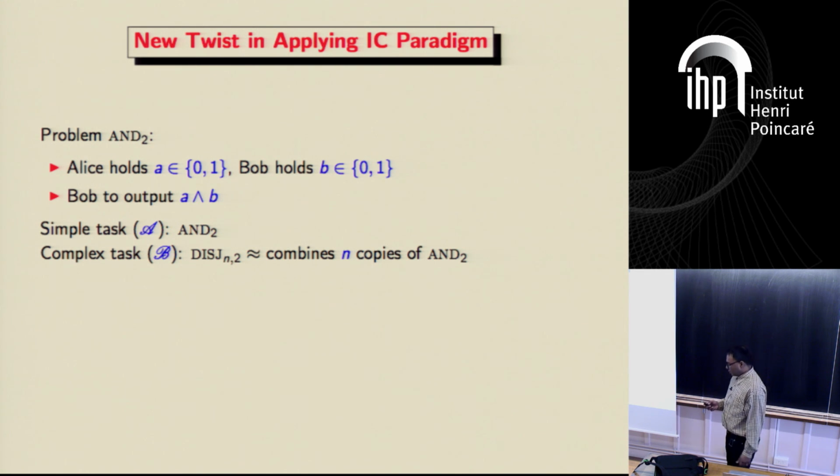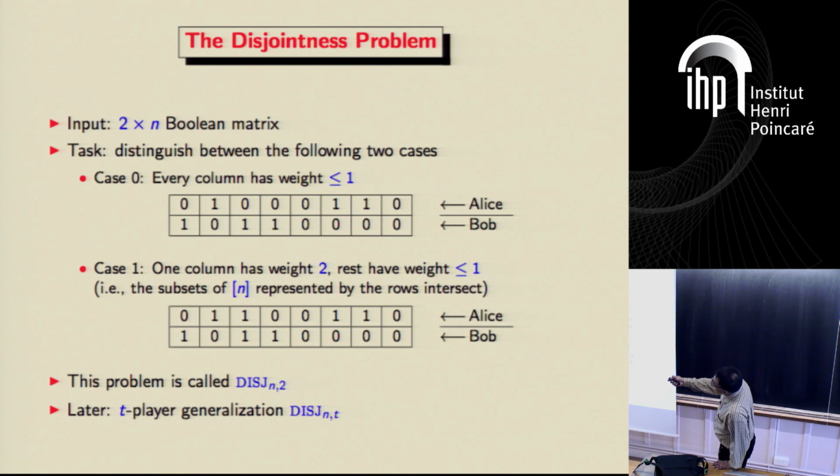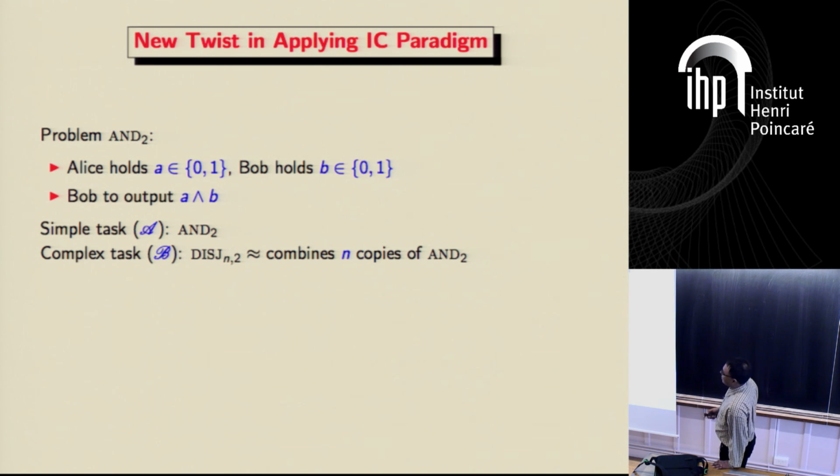Here's how we see the direct sum situation in this case. Let's look back at this picture. The basic problem will be to take one column of this matrix and see what happens. The task there is to determine whether in that single column you have 2 ones or not. So that's just the AND function. That's our simple task A, and our complex task B is to solve disjointness, which is like having n copies of AND.